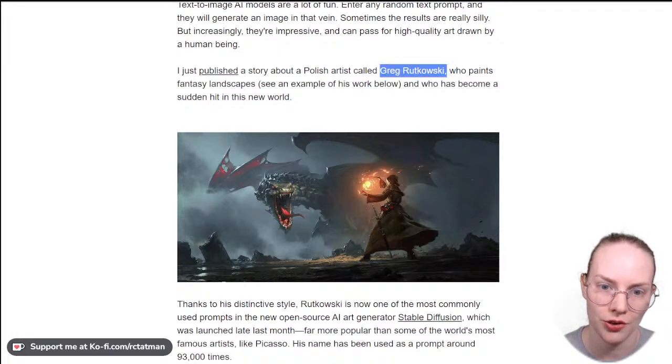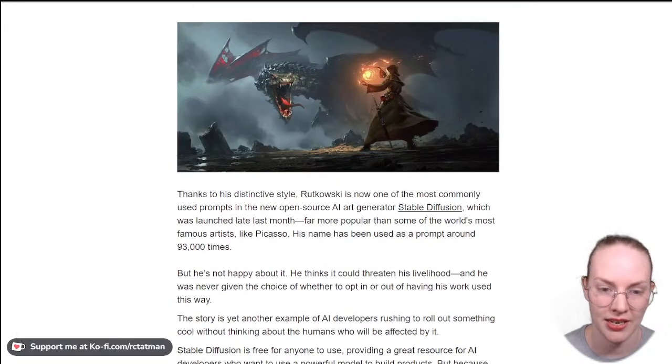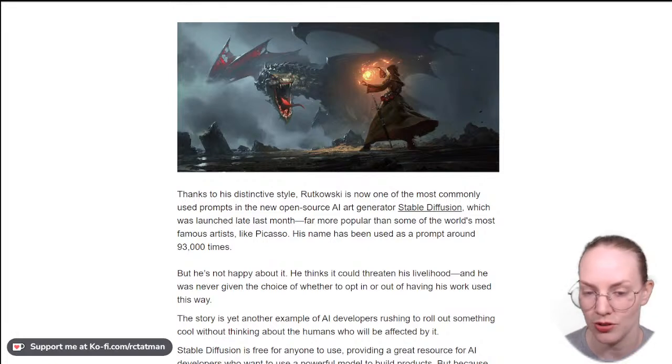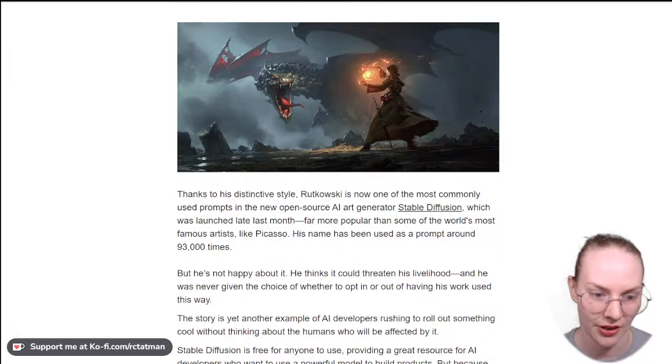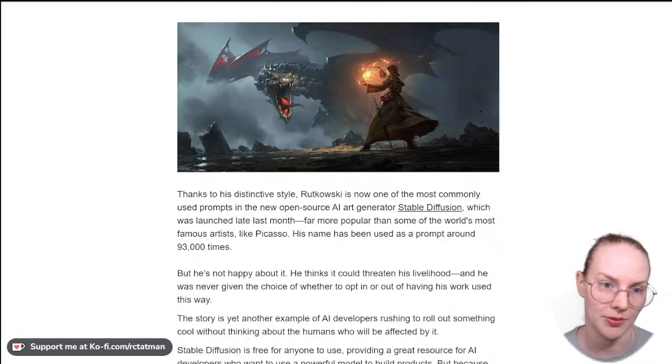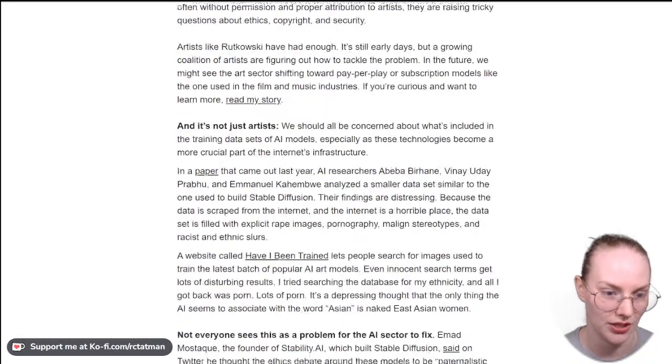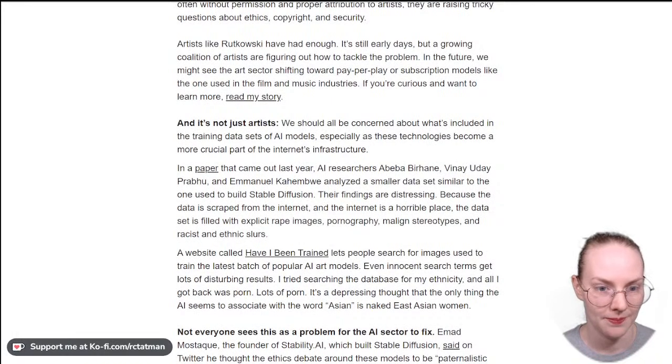she talked to Greg Rutkowski, who paints fantasy landscapes, and apparently emulating images in his style using Stable Diffusion has been really, really popular. His name has been used as a prompt around 93,000 times, but he's not happy about it. He thinks it could threaten his livelihood, and he was never given a choice of whether to opt in or opt out of having his work used this way. So anyway.